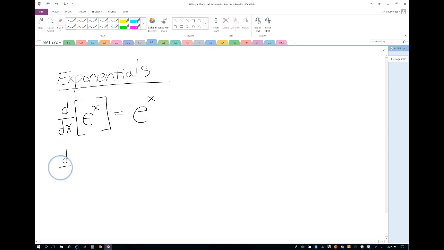Now, if we want to do this with a different base, say 3 to the x, it's still considered an exponential function, and the derivative for an exponential function always contains itself. And the difference here is that we are going to also multiply by natural log of that base.